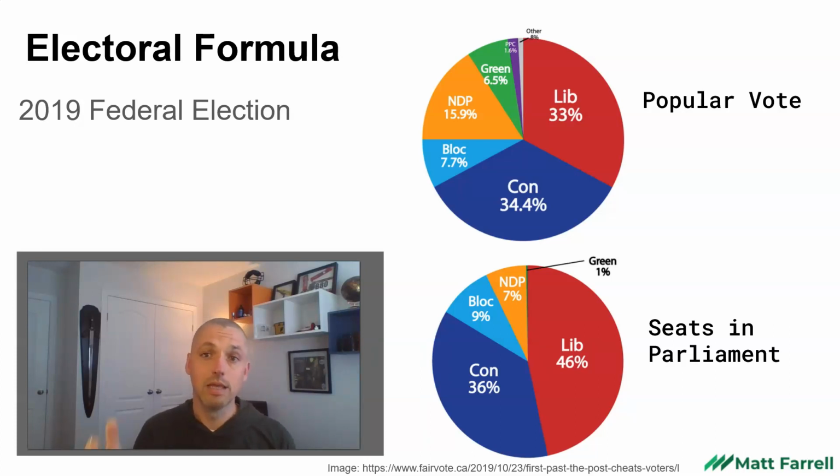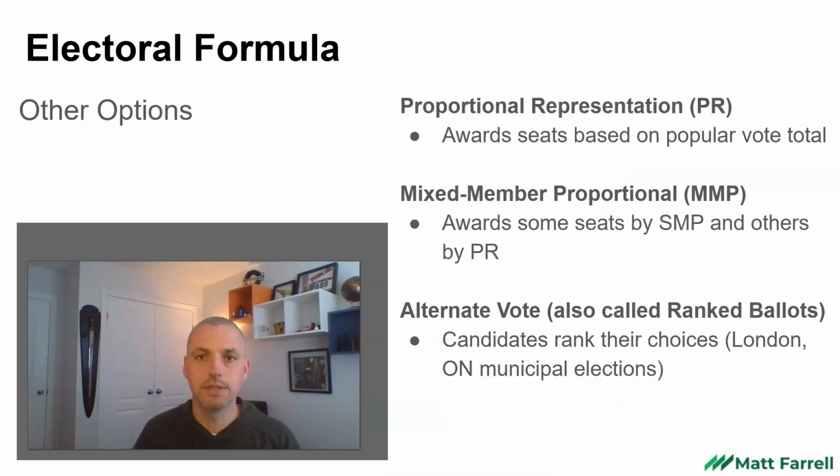The NDP didn't do so well. They got about half of the seats that were commensurate with their support. This type of system, a single-member plurality, disadvantages parties that don't have a lot of support in one place, but have broad support across the country, like the Green and the NDP. It does reward parties like the Bloc, who have all of their votes clustered in one spot. Even though they only got 7% of the popular vote, that turned into 9% of the seats. So there are some discrepancies there.